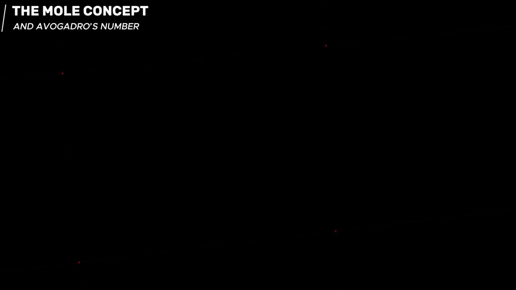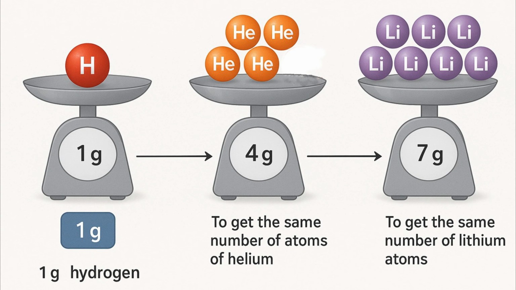Now, suppose we could weigh out 1 gram of hydrogen atoms. To get the same number of atoms of helium, we would have to weigh out 4 grams of helium, because each atom of helium is 4 times as heavy as each atom of hydrogen. In the same way, if we want to get the same number of lithium atoms, we would have to weigh out 7 grams of lithium, because each atom of lithium is 7 times as heavy as each atom of hydrogen.